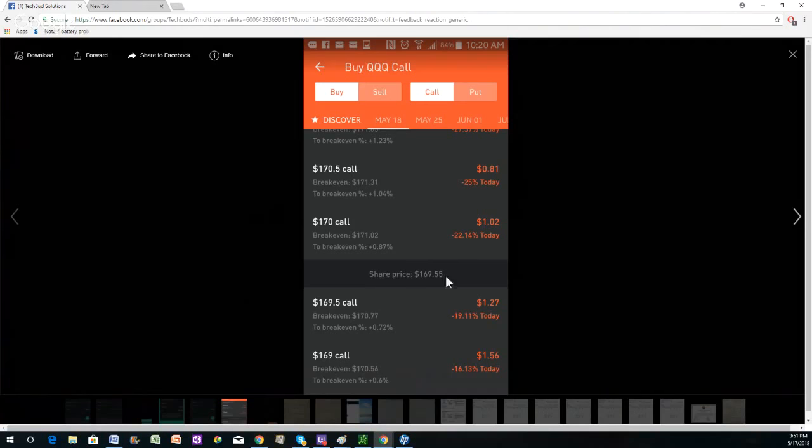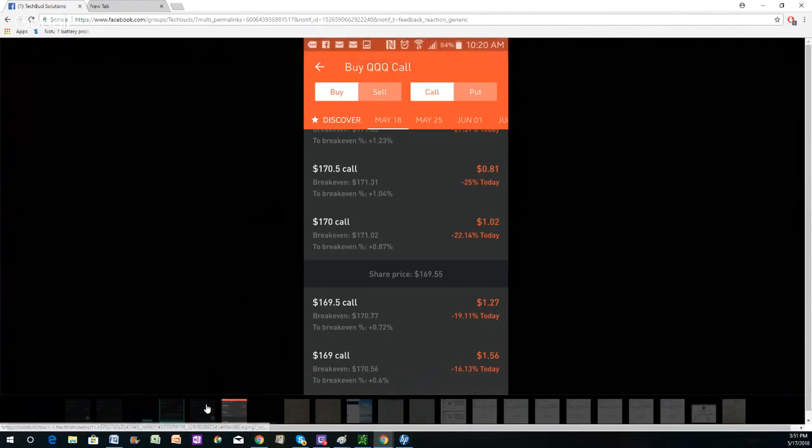This is the current price of the stock, 169.55. When you make a call, you're predicting that it will go up to 170, and once it reaches 170, you gain a profit. And if you think that the price will drop, you buy a put. For example, I buy a put of 169.5. That means if the price dropped to that price, I will gain. That's how options work.